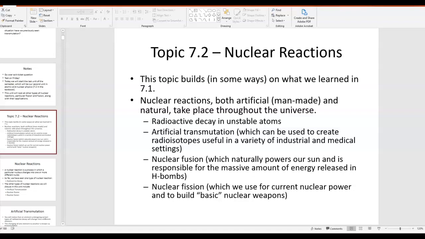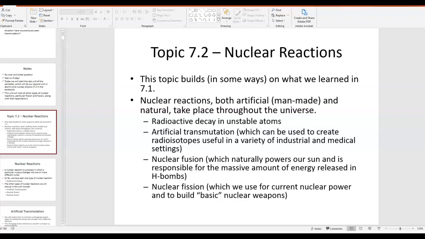Okay, so this video is going to be the introduction to topic 7.2, nuclear reactions. This topic builds on the topics we learned in 7.1, where we talked about things like models of the atom, half-life, and radioactive decay. Nuclear reactions is a really interesting topic, and there are different types of nuclear reactions that we're going to talk about, both artificial, meaning man-made, and natural.